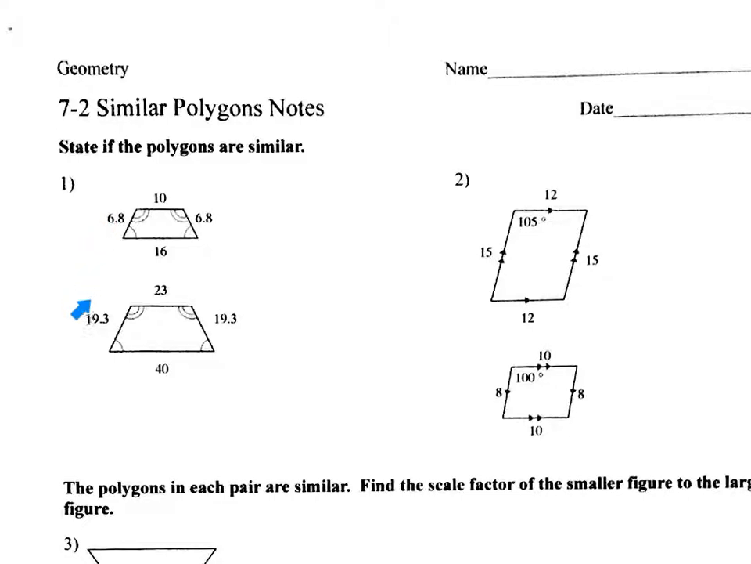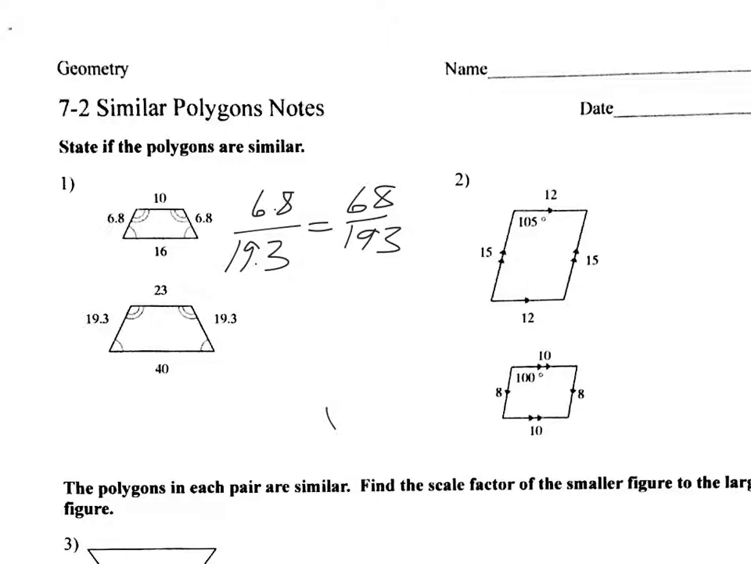So 6.8 over 19.3. What I'm going to do is write 6.8 over 19.3. Then I'm going to use my calculator and simplify that, doing my math frac button. So 6.8 over 19.3, and that gives me 68 over 193.